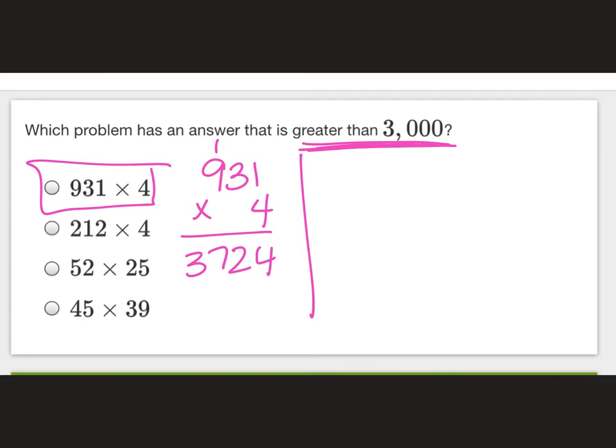For example, you could try the second one, and I would only get 8, 4, and 8, so 848. And then if I multiply the other two choices, they also would not give us over 3,000. So it's got to be that first answer.